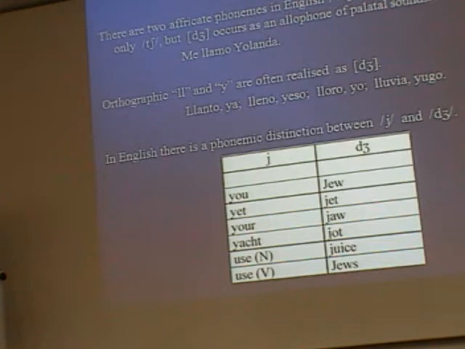In English, there is a phonemic distinction between y and j. So you and jew, yet and jet, your and jaw must be absolutely separate. If you say jew, then you're saying a different word. You're not saying you. It's a different word altogether. So that's one to work on.